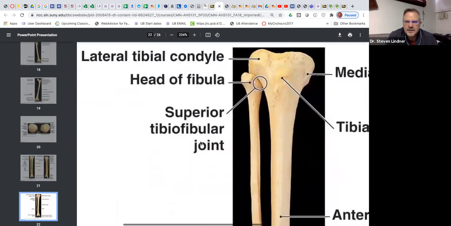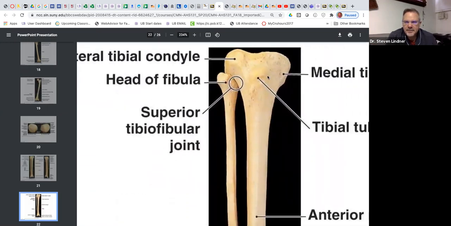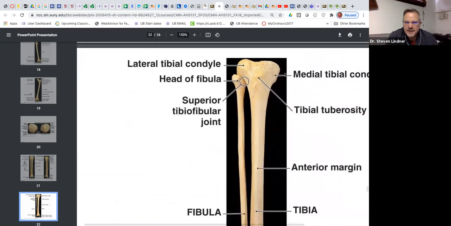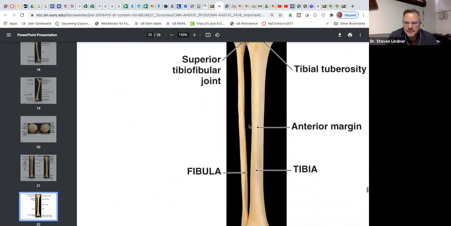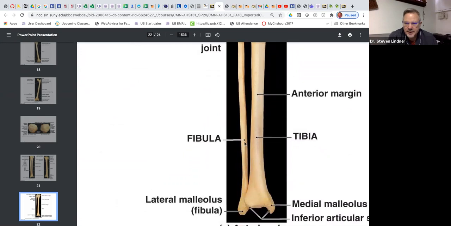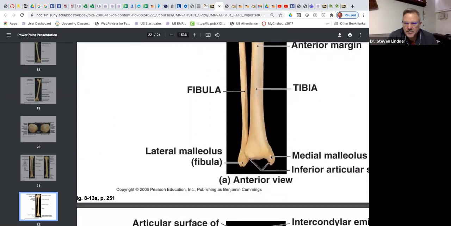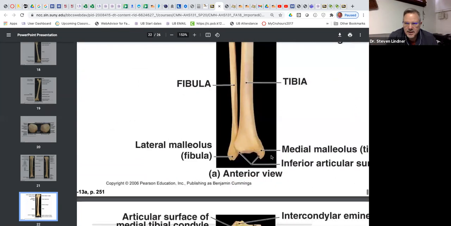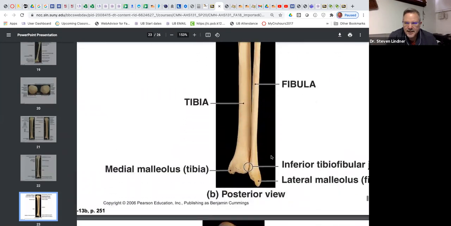Okay, let's look again. Lateral and medial tibial condyle, tibial tubercle or tibial tuberosity, head of the fibula, anterior margin, tibia, fibula, lateral and medial malleolus. When we look at it from the posterior view, it's much easier to see the lateral malleolus descend further distally than does the medial malleolus.